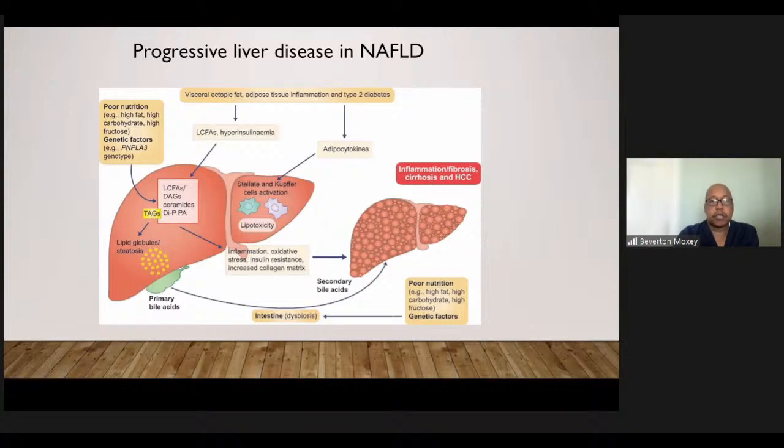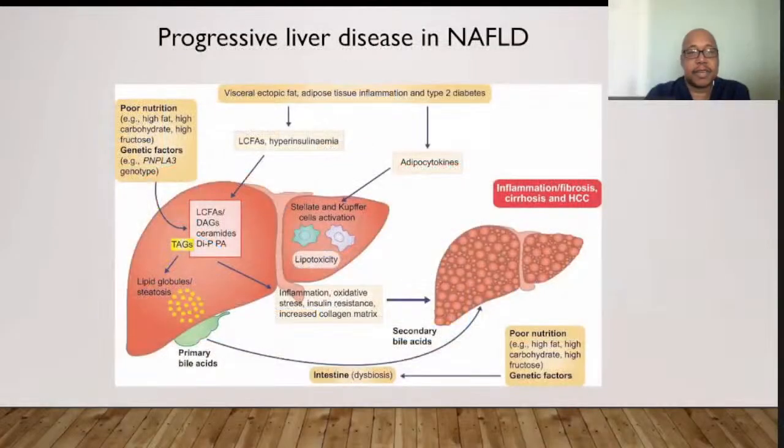I thought this was a cool diagram to show some of the things going on in the background. Just to orient you, look to the left: poor nutrition, which is that high fat, high carbohydrate, high sugar diet coming into the liver. That causes a lot of free fatty acids, the development of a lot of visceral fat, and increased adipose tissue. In having that in the background, you are then causing this fat to accumulate in the liver.